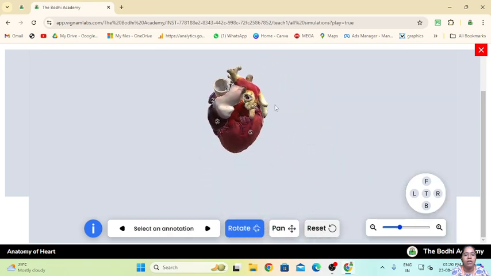So this is how the pumping of the heart works, and this is how the various parts of the heart help in the functioning of the heart. So this was about today's video.